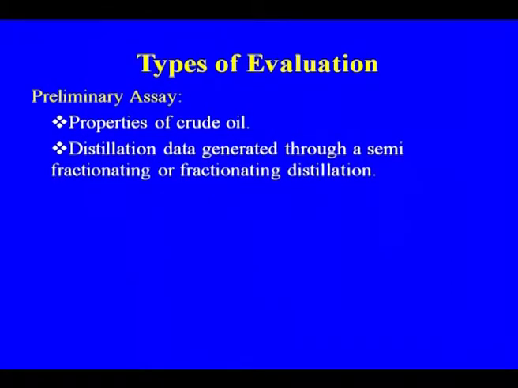Then the types of evaluation. The primary assay means the properties of the crude oil. Distillation data is generated through semi-fractionating or fractionated distillation. We have ASTM distillation, we have TBP distillation. The various types of distillation equipment are available for evaluating the quality of the crude oil.